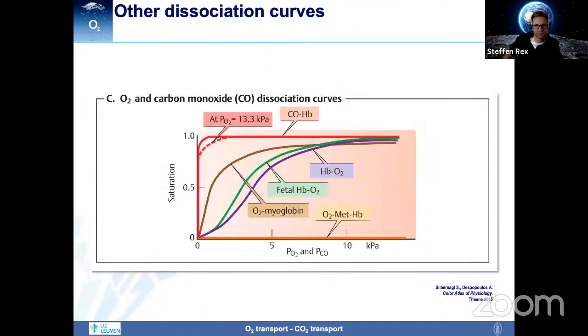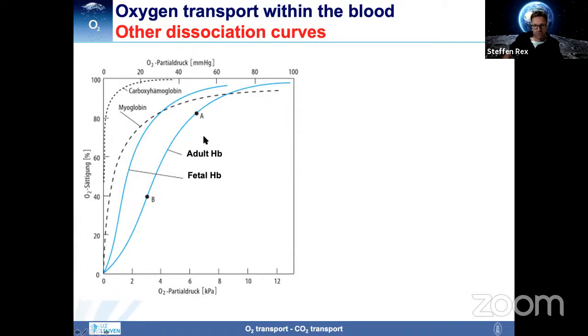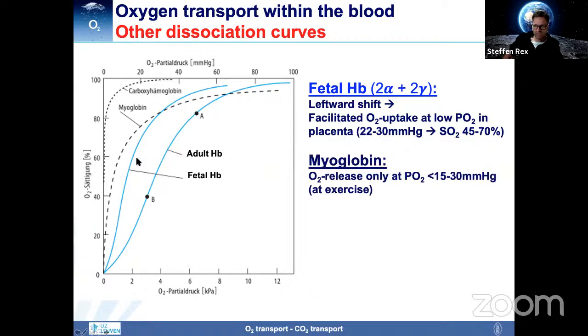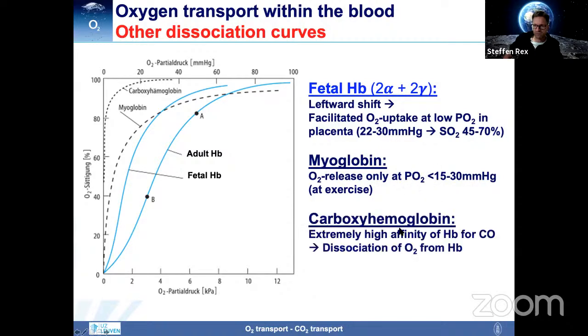Then we have different hemoglobins. They have different dissociation curves. So the fetal hemoglobin also shows a clear leftward shift. This serves a very important purpose because in the placenta, there's a very, very low PO2 of around only 22 to 30 millimeters of mercury. So this facilitates the oxygen uptake. Myoglobin is a little oxygen store, but due to the high affinity to oxygen, it releases oxygen only at exercise when PO2s become very low.